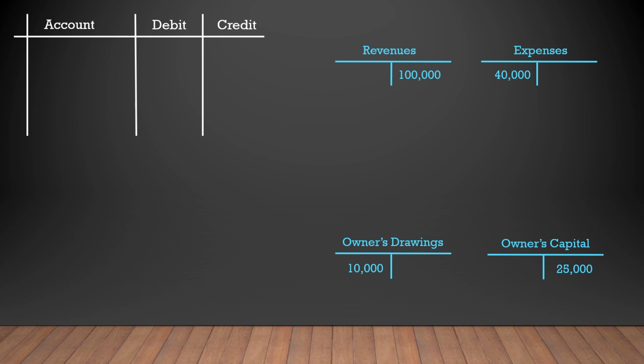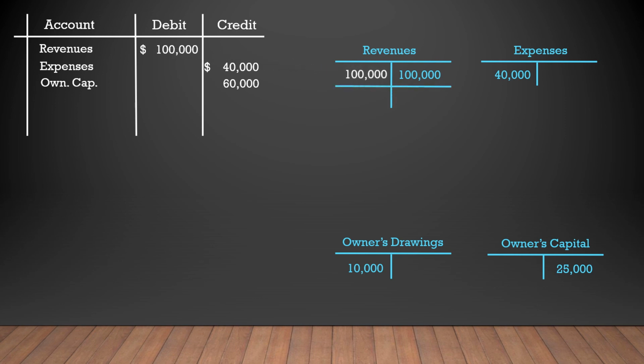Consider this separate example independent from R&F bicycles. We have the following balances in revenues, expenses, owner's drawings, and owner's capital. The general process we just saw was to first debit revenues and credit expenses for their respective balances and plug the difference to owner's capital. The debit from revenues will reset that account to zero. The credit to expenses will do the same, and owner's capital will increase by an amount equal to that year's net income.